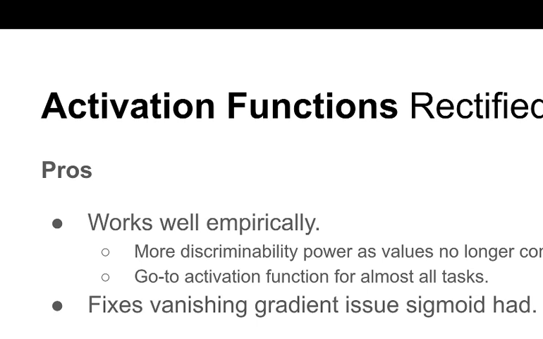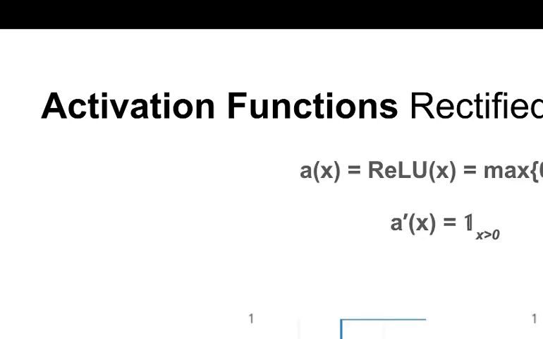That's why it's the go-to activation function for almost all tasks. And this fixes the vanishing gradient issue that Sigmoid had. There are obviously some problems, and the main one is the dying ReLU problem. That means it only outputs zero for all inputs. So if you go back to this right here, whenever you compute the pre-activation function, it's always going to be less than zero, and it's just going to be equal to zero. But the gradient there is equal to zero. So that means your network won't be learning anything.